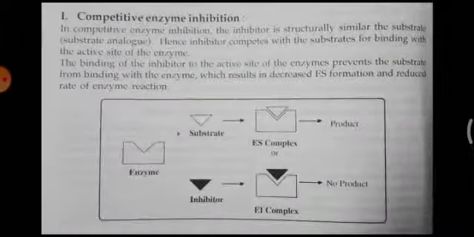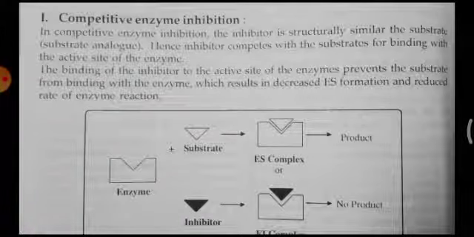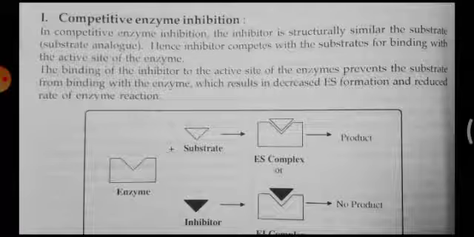Competitive enzyme inhibition, as the name itself indicates. In competitive enzyme inhibition, the inhibitor is structurally similar to the substrate, and hence it is a substrate analog. Hence the inhibitor competes with the substrate for binding with the active site of the enzyme. This paragraph we are going to see in detail along with the diagram.